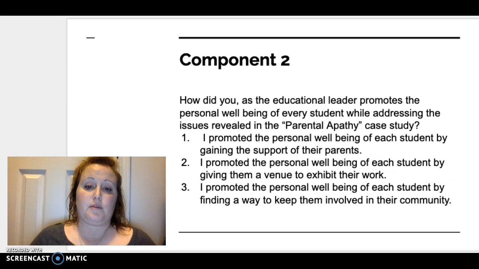How did I promote the personal well-being of each student? Well, by gaining the support of their parents and by giving them a venue to exhibit their work. And then also by finding them a way to be involved in their community and making connections there.